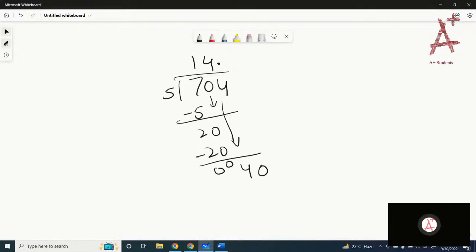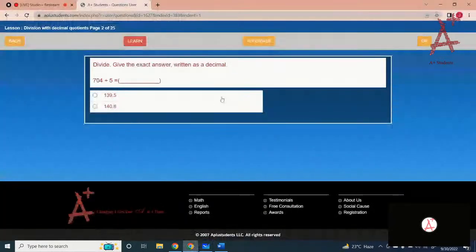So you have to count a table of 5 until you get 40. So 5 times what number is 40? 5 times 8 is 40. Got it? And 40 subtract 40 is 0. So select the correct option and click on the OK button.